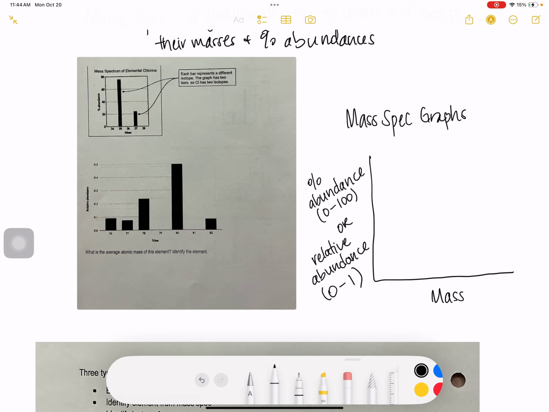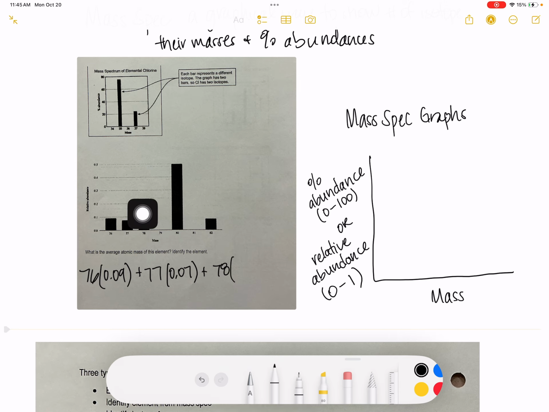We want to use the graph to attempt to calculate the average atomic mass. We do that by taking the mass of the first isotope, which is 76, and multiplying it by its abundance, and it's just under 0.1, so I'm going to go with probably 0.09, meaning that's 9% abundant. To that, I'm going to add my second isotope, which is 77. And I think that's a little bit less. I'm going to go with 0.07, so about 7% abundant.